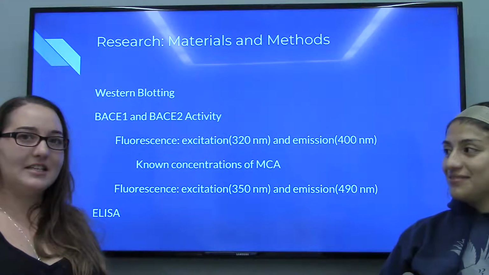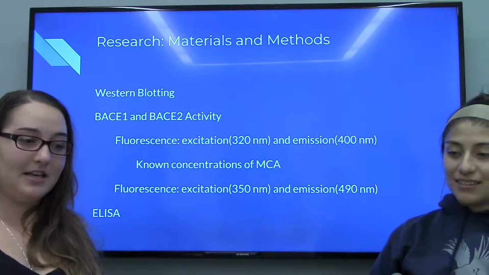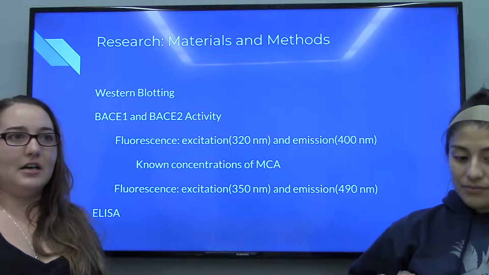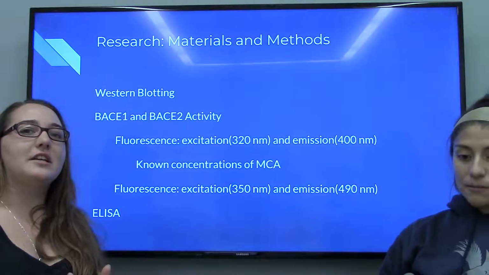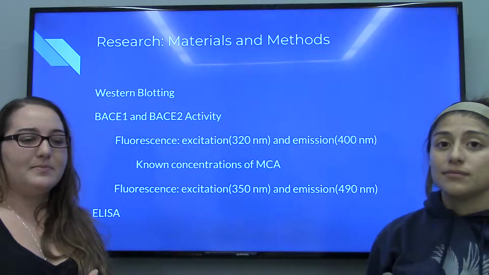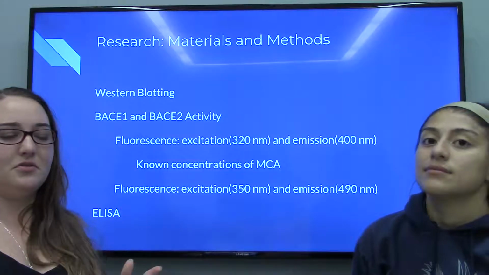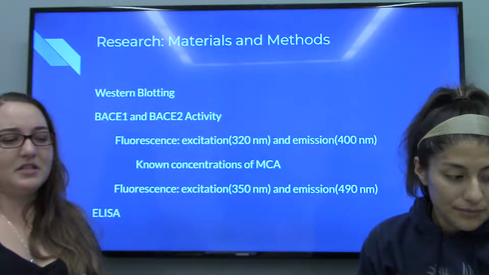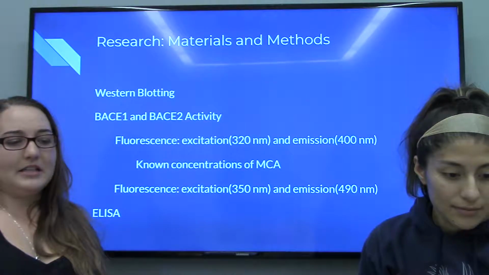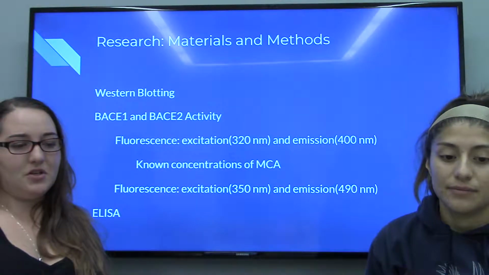Then they took these samples, they homogenized them to create the liquid with all the samples in it. Then they centrifuged it to create a pellet, and these pellets were then used to do the studies on. They used these tissues to analyze the activity of BACE1 and BACE2.